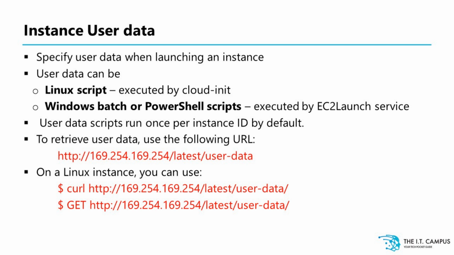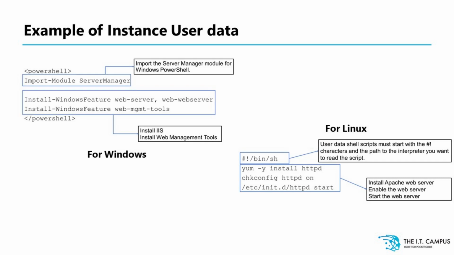You can pass two types of user data to Amazon EC2: shell script and cloud-init directives. User data scripts run once per instance ID by default. You can retrieve the user data using the following URL: 169.254.169.254/latest/user-data. On a Linux instance, you can use the curl or get command with the URL. Here are some examples of instance user data for Windows and Linux.